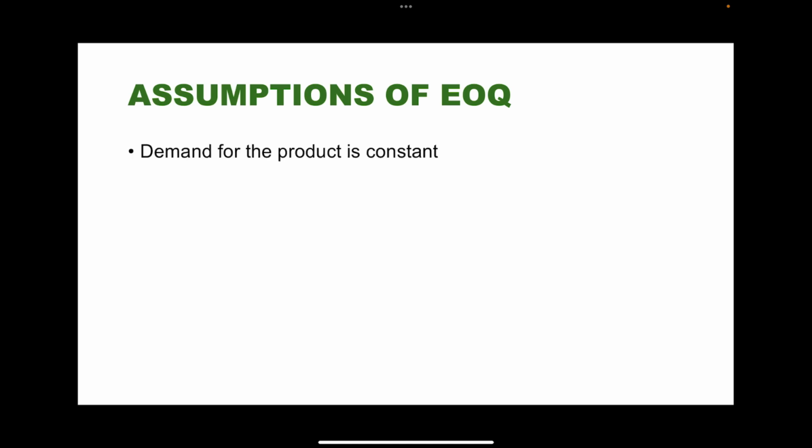So what are the assumptions of economic order quantity? Demand for the product is constant. We assume it like that, though it is not always so in real life. And the lead time is constant. That means the time taken for the product to arrive when you make an order is called lead time. And price per unit is constant.